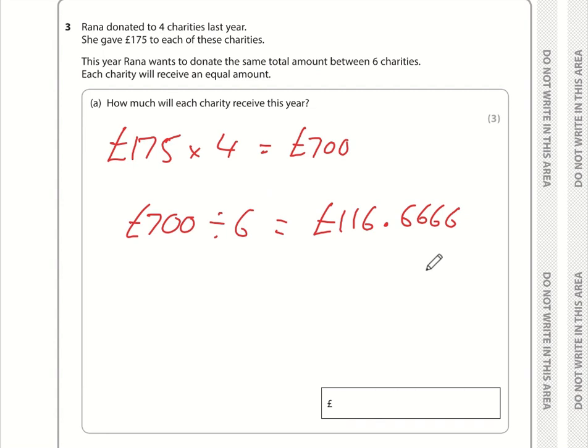116.666, or 6 recurring. Now, we want to give an answer in terms of pounds and pence, so I suppose we should round to 2 decimal places, in which case we're looking at the 3rd decimal place. 6 is greater than 5, so that will round up to 116.67. However, that multiplied by 6 would take us to more than 700, although this is an acceptable answer, but so is 116.66, which means Rana will get to keep a minuscule amount to herself. Either of these answers is fine, so I'm just going to put in 116.66.